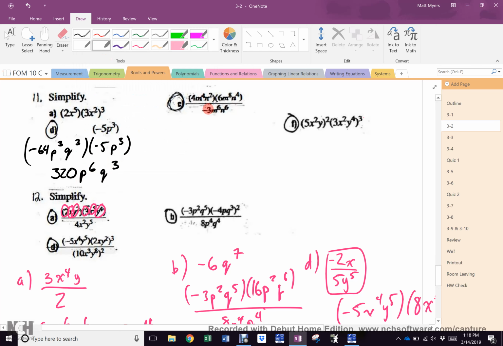In this one, pretend the bottom is not there. What is 4 times 6? 24. What is m to the 4th times m to the 8th? What do I do with those exponents? Add them. M to the 12th. N2, N4, N6 over. Negative 3, M6, N6. Numbers with numbers. What's 24 divided by negative 3?